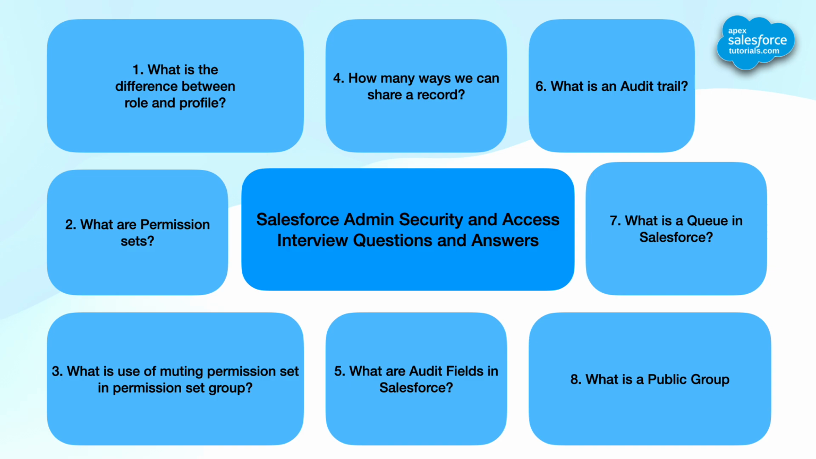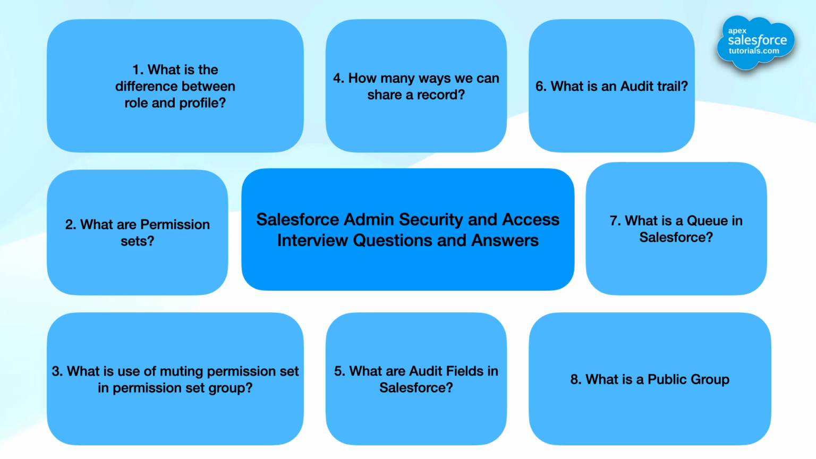Third, what is the purpose of a muting permission set in a permission set group? A muting permission set allows you to disable specific permissions within a permission set group without affecting the other permissions in that group. This helps streamline control over user permissions when fine-tuning access.